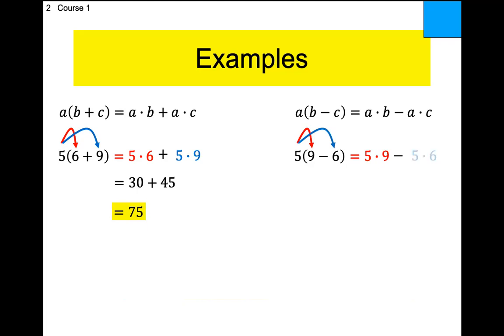Okay, 5 times 6. Those of you that can do both of these in your head, you should have written 45 minus 30, which is 15. Who is lost? You've got to be brave and honest.